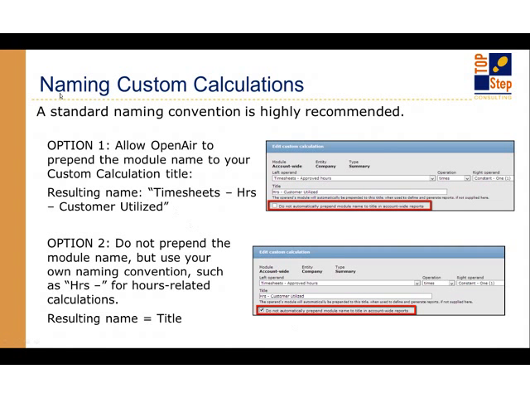My personal preference is I like to control the name. So I usually click that box, and I like to group all my hours calculations together, all my percentage calculations together. I might call it margin or expenses or whatever, something that leads me to know what the custom calculation is for.